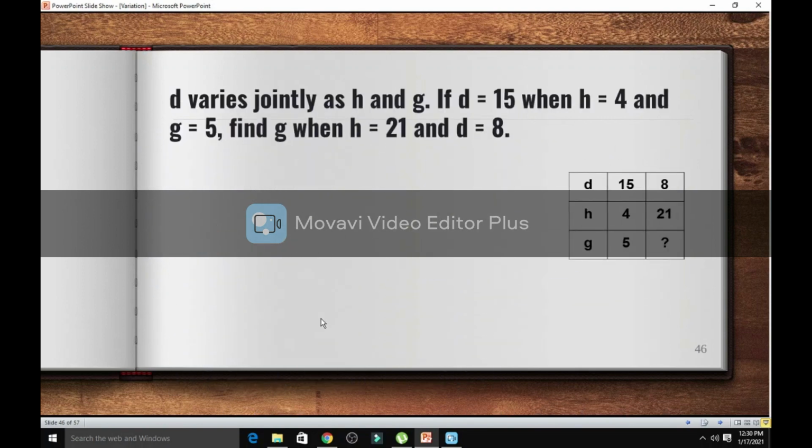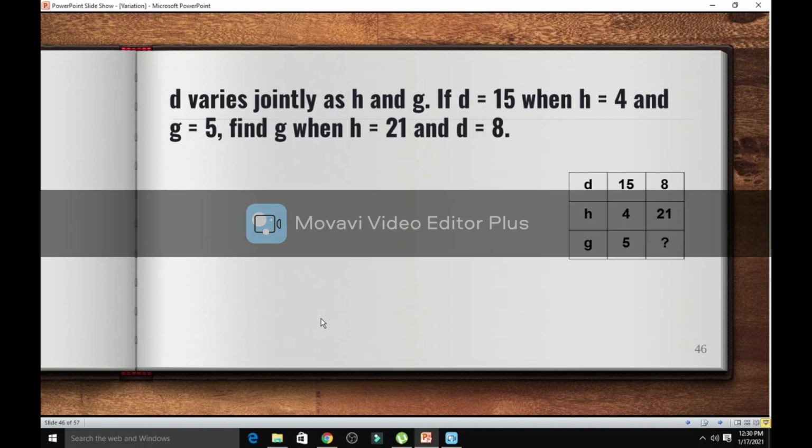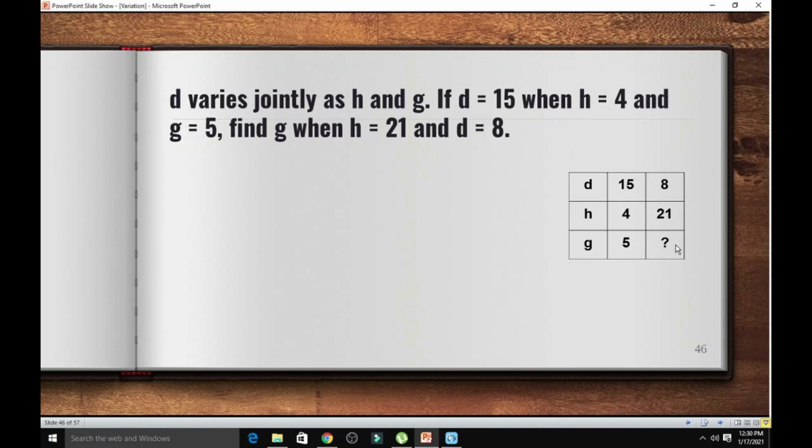So, another example, we have D varies jointly as H and G. Makikita nyo ibang variables na yung ginamit. So, we have D is equal to 15 when H is equal to 4 and G is equal to 5. The question is, find G when H is equal to 21 and D is equal to 8. Again, sinulat ko siya as table of values para mas madaling malaman kung ano yung unang gagamitin at saka yung gagamitin to be able to solve for the unknown.